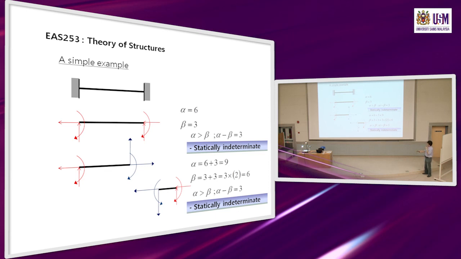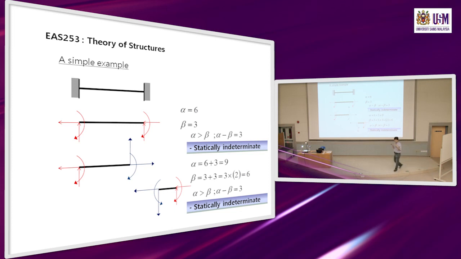So how many equilibrium equations do you have now? 3, and for this one, 3. So in total, 3 plus 3, you get 6. Okay. So if you cut this, you get more equilibrium equations, but at the same time, you get more unknown forces. So the result is still the same. This is still statically indeterminate, and the degree of statical indeterminacy is still 3.